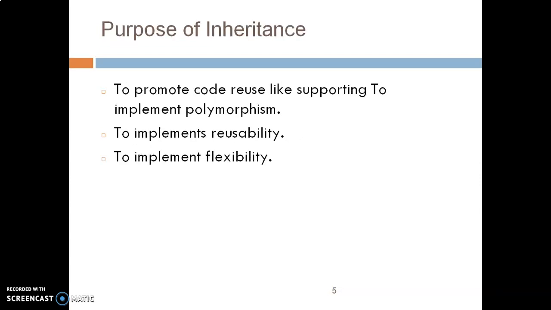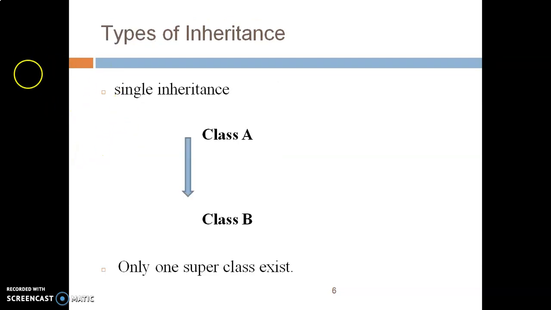So, the purpose of inheritance is that it implements the reusability of code. It implements the flexibility of code to promote code reuse, like supporting polymorphism. It means using the same code multiple times to improve flexibility. Wherever you are interested, according to the requirement of the program, the same code can be written or imported by using inheritance. So these are the types of inheritance.